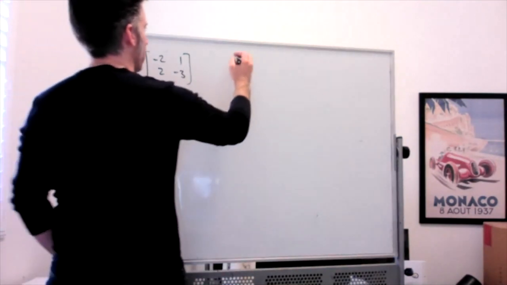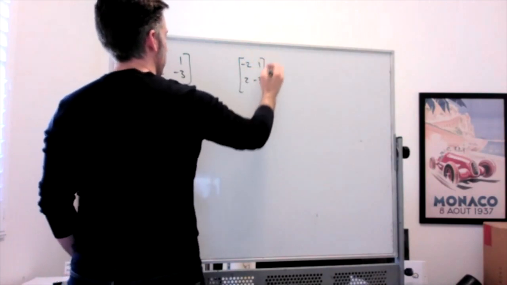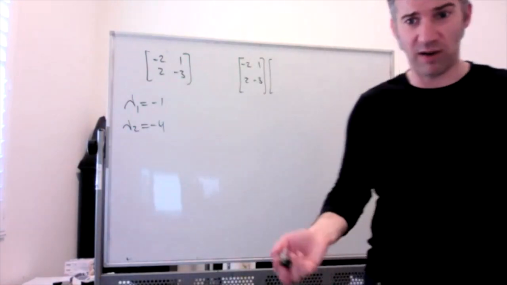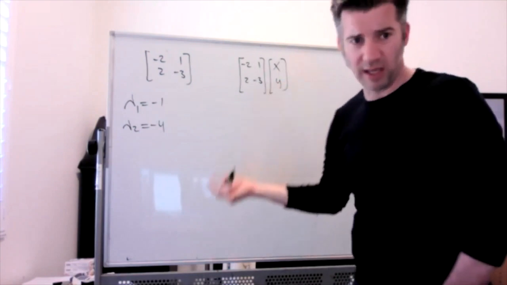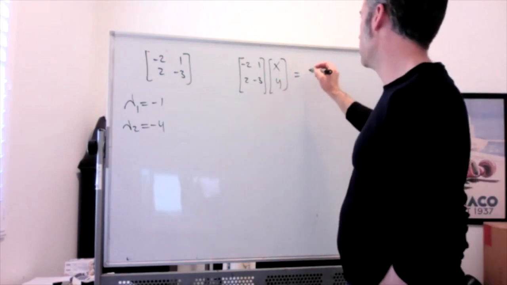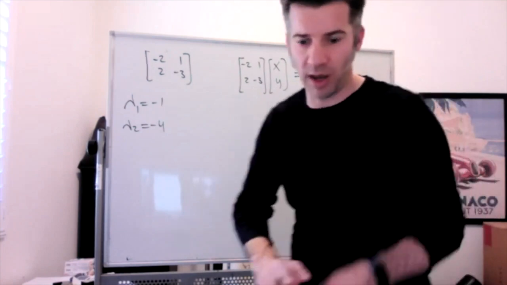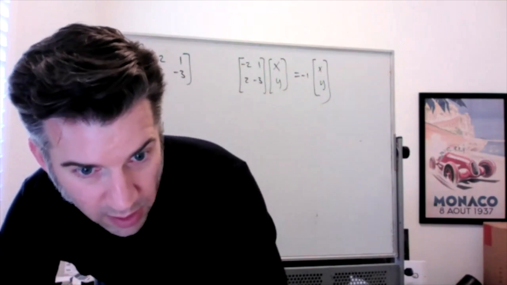So for lambda1, we're going to have [-2, 1; 2, -3] times, I guess here's where I'd probably use x and y. You can use x1 and x2, but we already kind of used them. Equals -1 times (x, y).